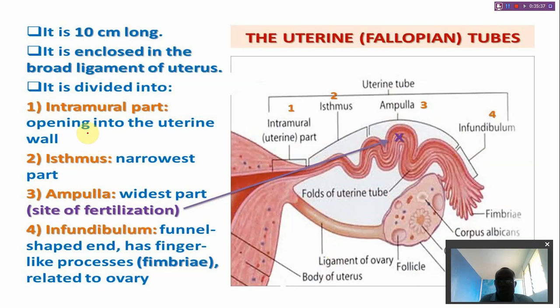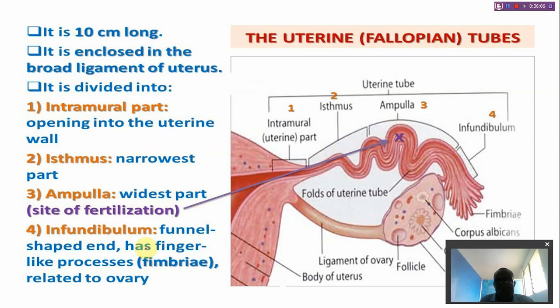It is divided into parts. The intramural part opens into the uterine wall. Here it is the cornua or the interstitial. Then the isthmus, the narrowest part. Just after the interstitial, the next is the isthmus. After the isthmus, you have the ampulla, the widest part and the site of fertilization. After the ampulla, you go to the infundibulum.